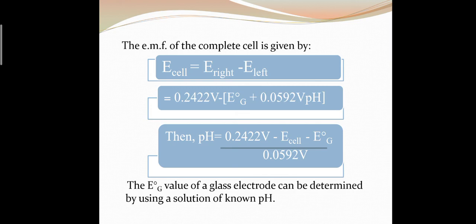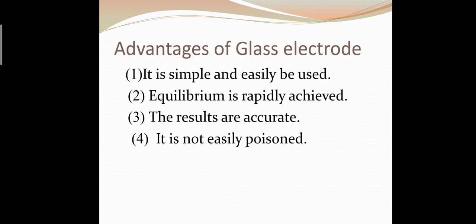So we can easily calculate the E0G from the known solution, and that can be used to find out the pH of an unknown solution. For that purpose the glass electrode is being used.